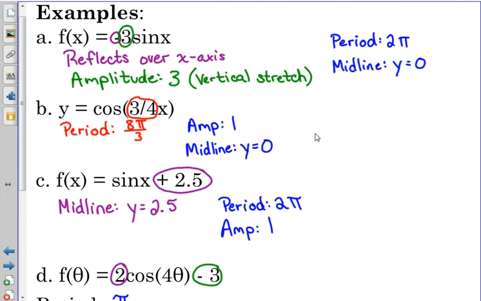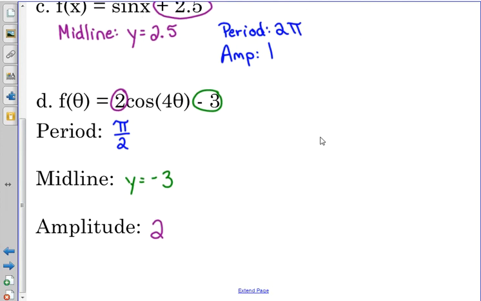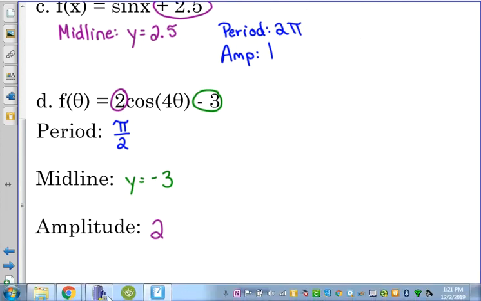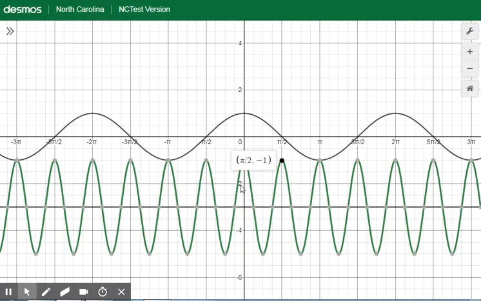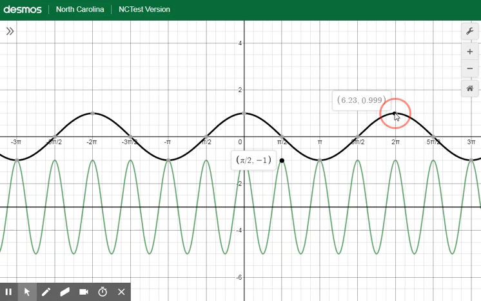This one up here got longer. 8 pi over 3 is longer than 2 pi. This one is shorter. It's exactly a fourth of the standard. The standard is 2 pi. One more thing I want you to notice. We've got time.